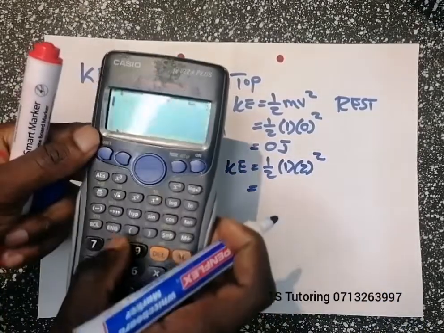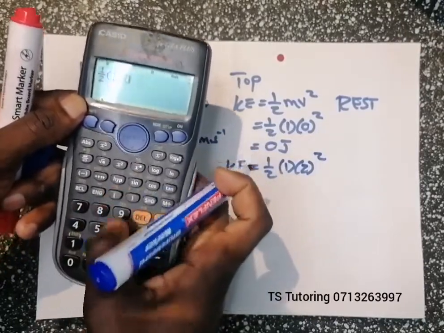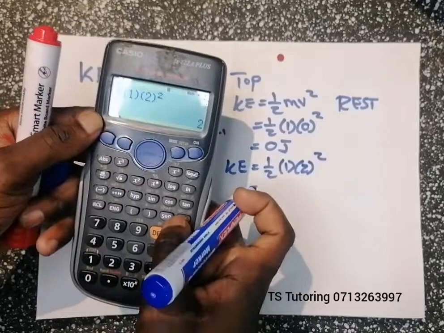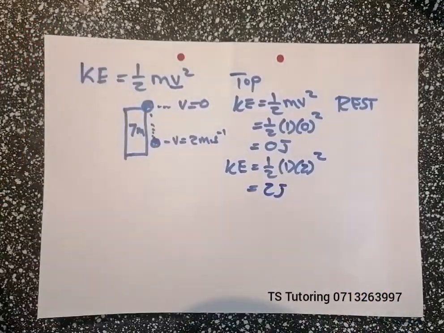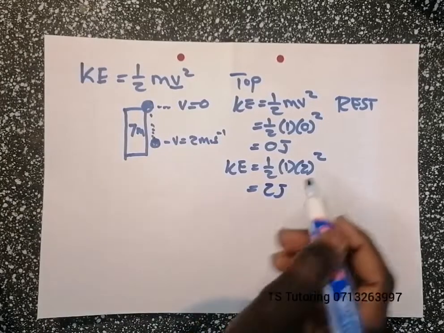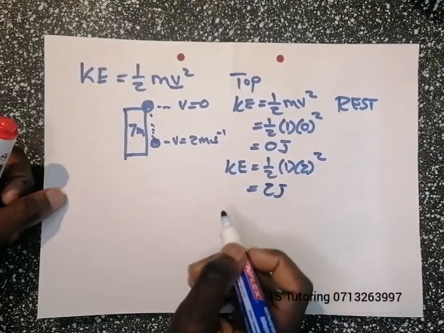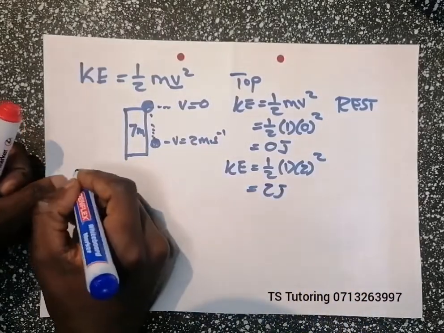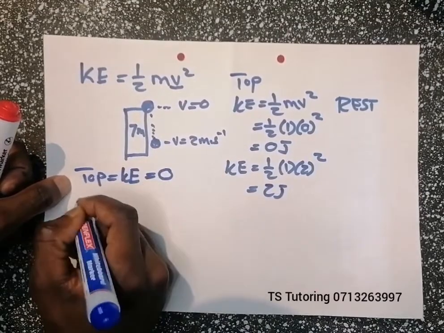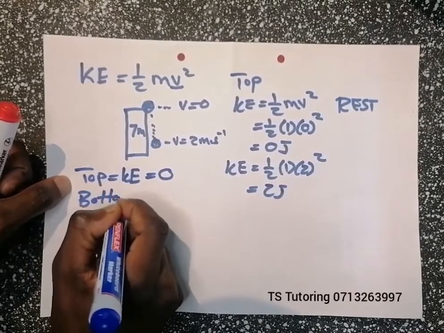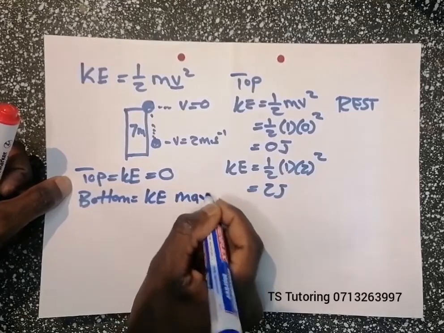Half times 1 mass, velocity 2 squared. We get 2 joules of energy. So now do you see, once we have the speed, we can get the kinetic energy. So what we are saying is that at the top, kinetic energy will always be equal to 0. At the bottom, before the ball hits the ground, it needs to have speed. Therefore, kinetic energy must be maximum.